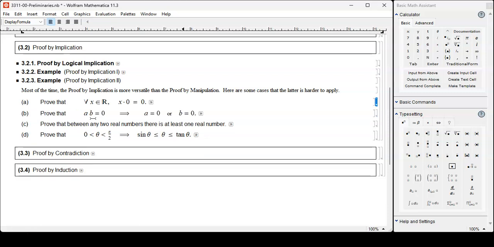How about this one? A times b is 0, then either a is 0 or b is 0. Alright, that's a nice problem. By the way, what is a and what is b? What are those? Are those real numbers? Are those integers? Are those rational numbers? I'd better specify the domain. Okay, let's keep those real numbers.